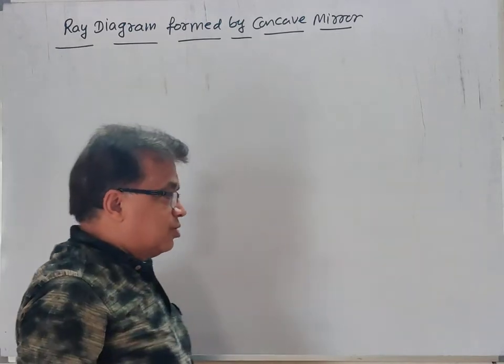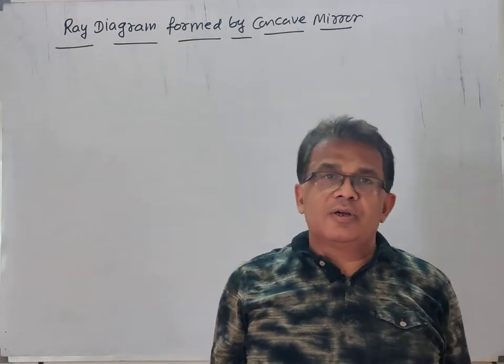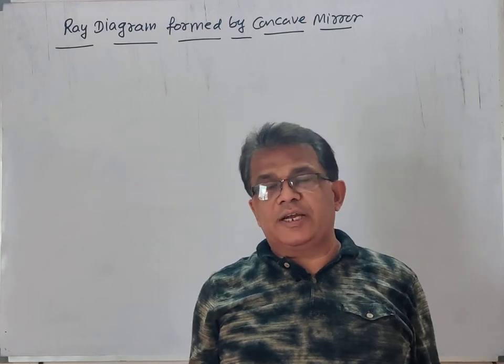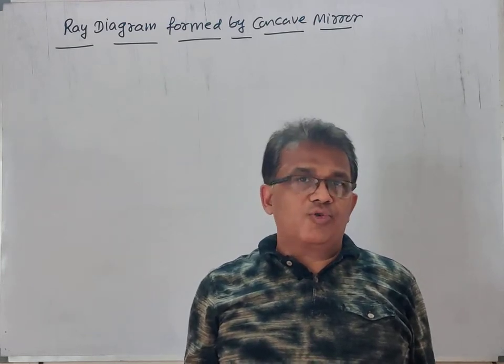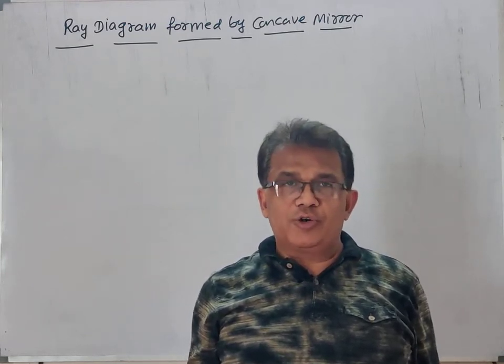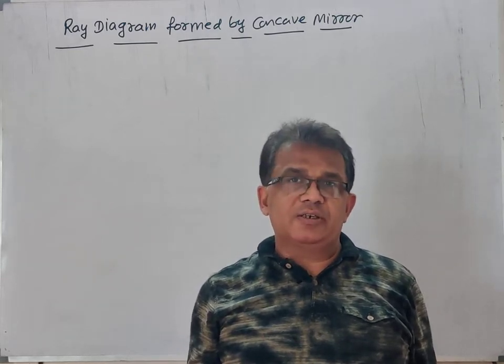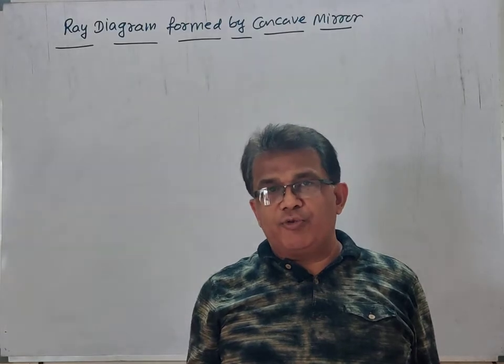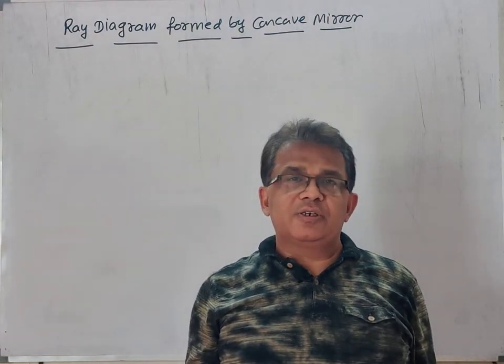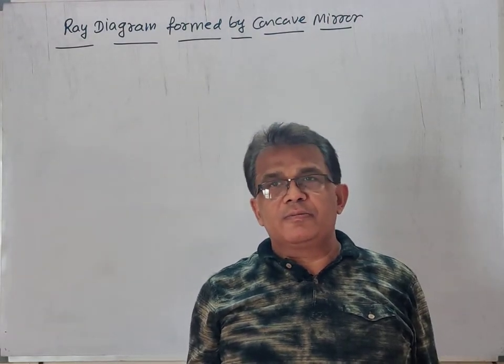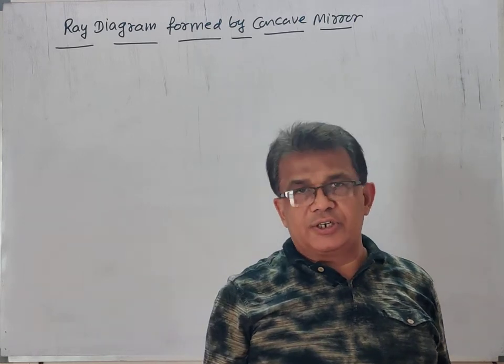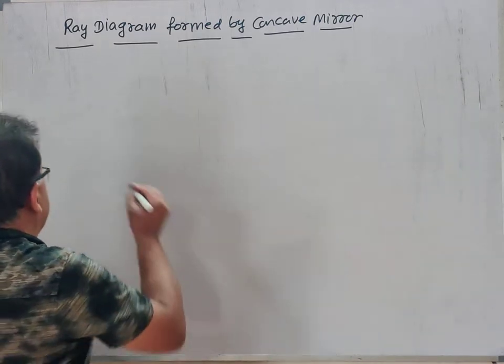We have discussed three ray diagrams. Number one, when the object is at infinity. Number two, when the object is beyond C. Number three, when the object is at C. Ray diagram number 4, when the object is between C and F. We shall study it.